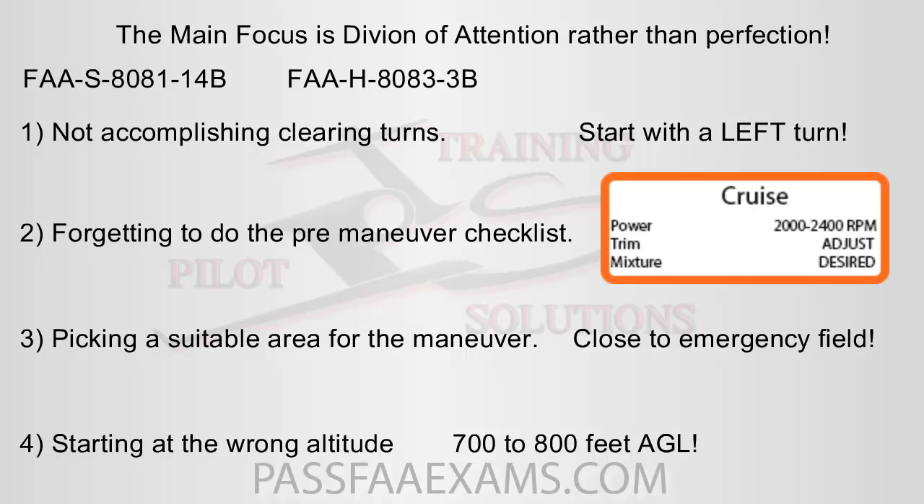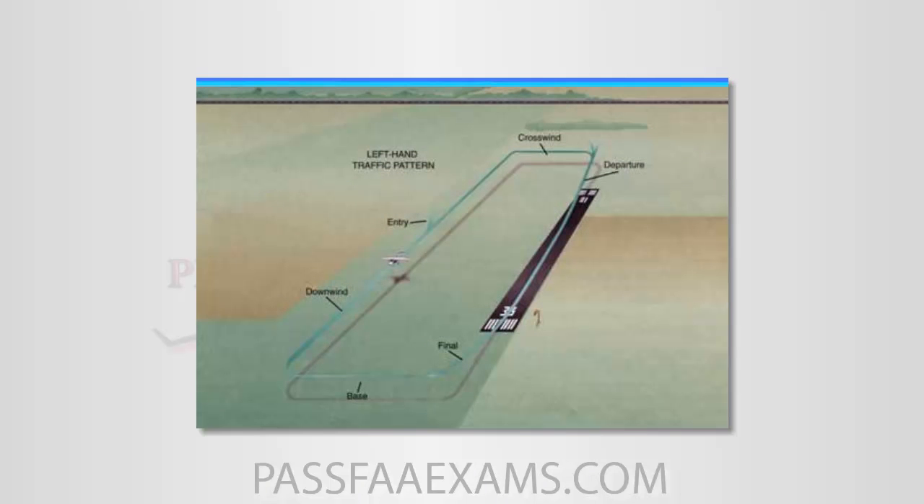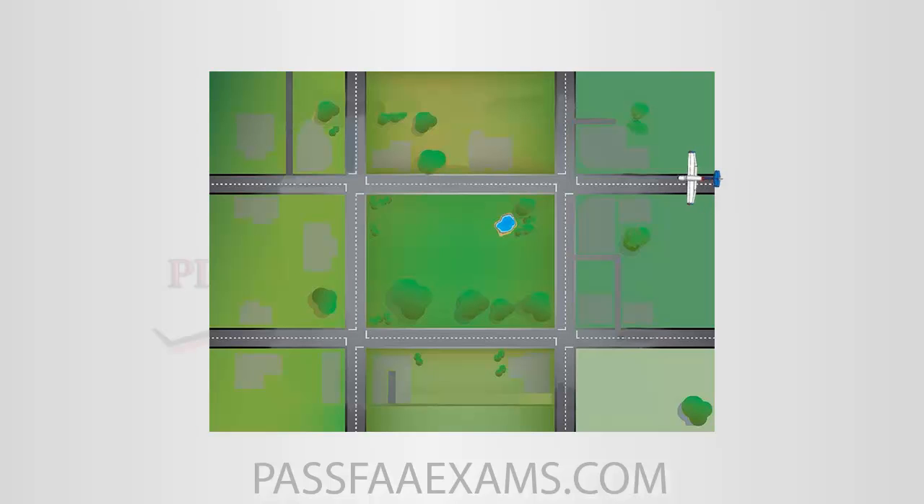Now, let's tackle the maneuver itself. The maneuver itself is fairly easy. What you're doing is simulating a traffic pattern after all, and you've done plenty of those. First, you need to figure out where the wind is coming from. The easiest way to accomplish this is to look for some smoke, whether from a fire, a smokestack, or some other feature. In the absence of smoke, you can align yourself with a road while navigating to your field and notice which way you're drifting.